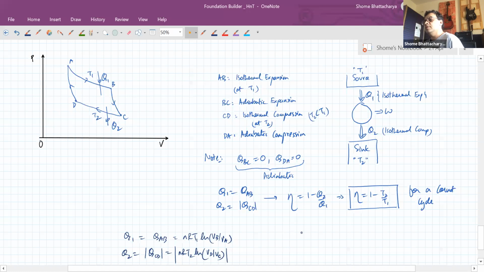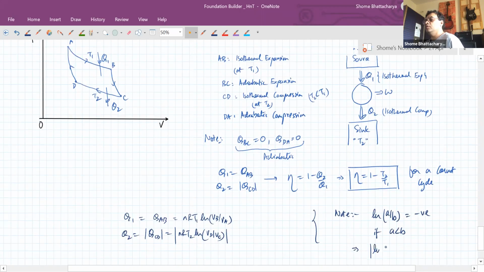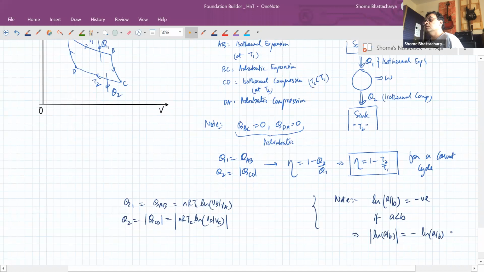Okay. Now, when we calculate this thing, one thing which is important is that if we take log of the ratio of two things, this is a negative quantity if A is less than B. So therefore, the mod of ln A by B becomes minus of ln A by B, which becomes ln B by A.